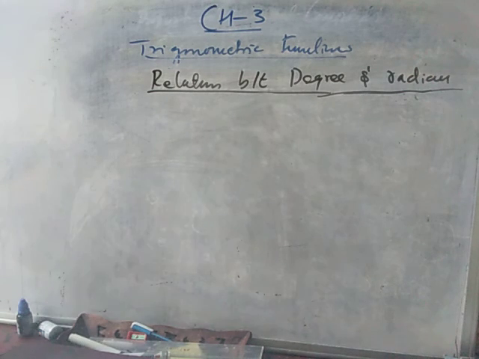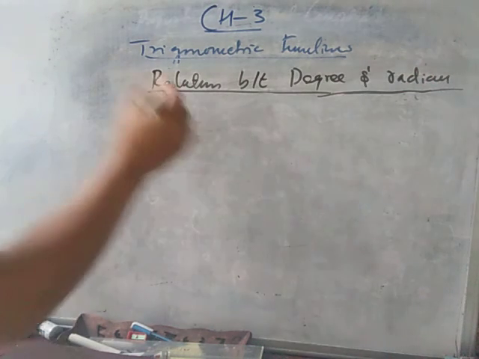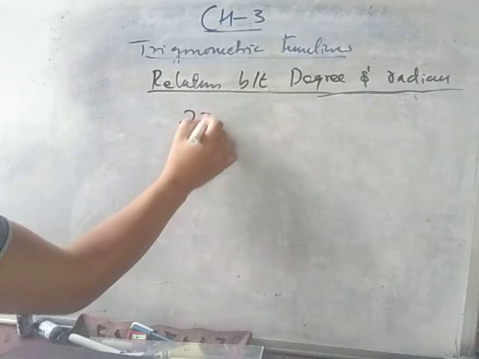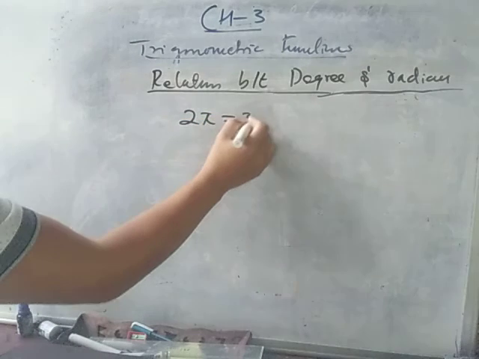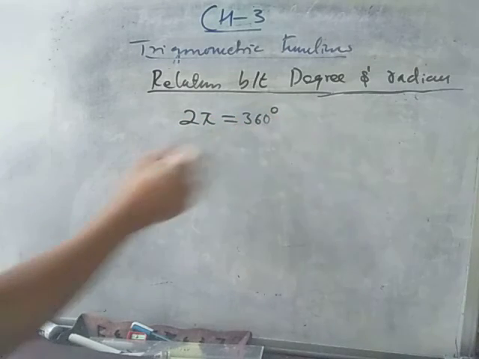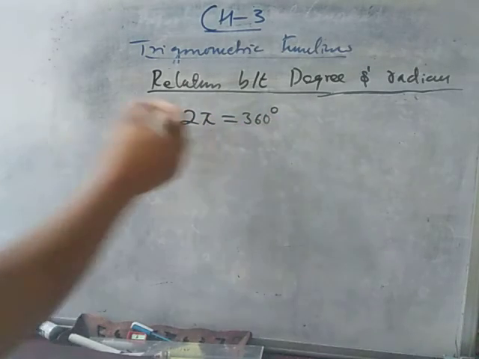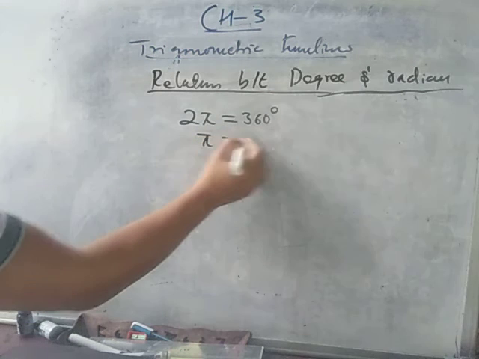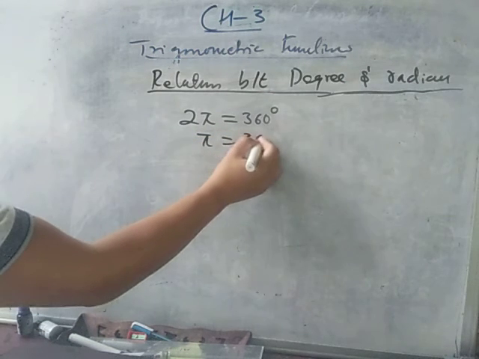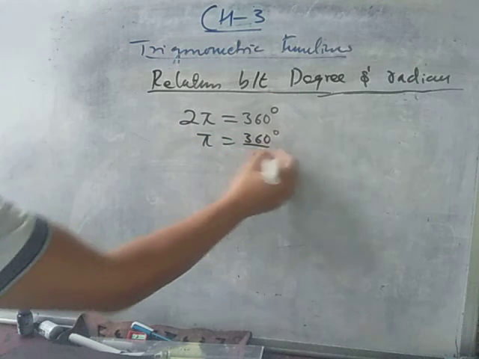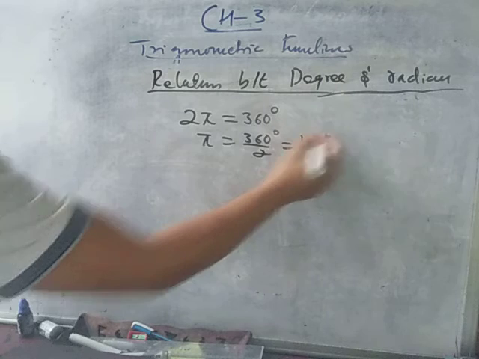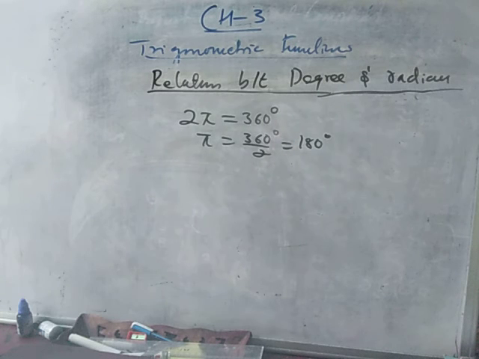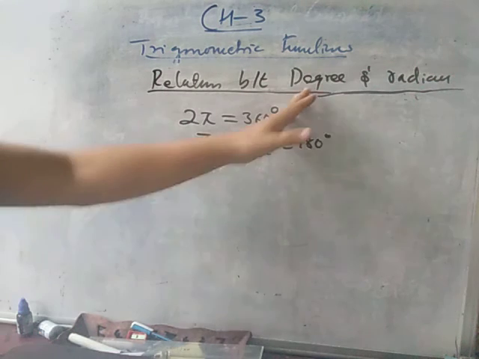So now write down degree and radian, isn't it? 2 pi radian equals to how much? 2 pi radian equals to 360 degrees, isn't it? Yes or no? So pi radian equals to how much? 360 by 2 equals to 180 degree. So pi radian equals to 180 degree, okay. So you can find by this degree and radian.